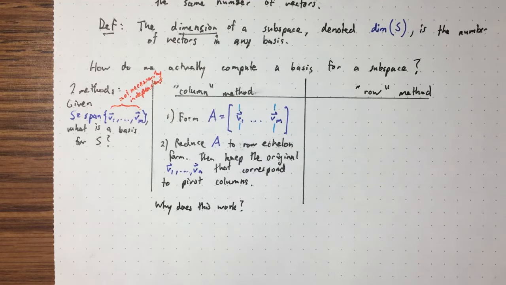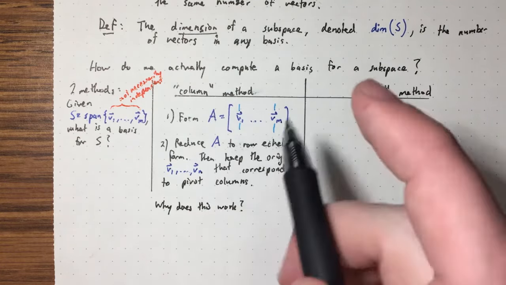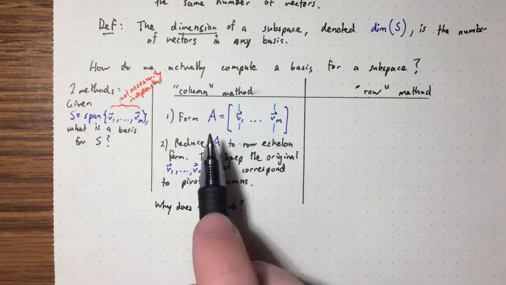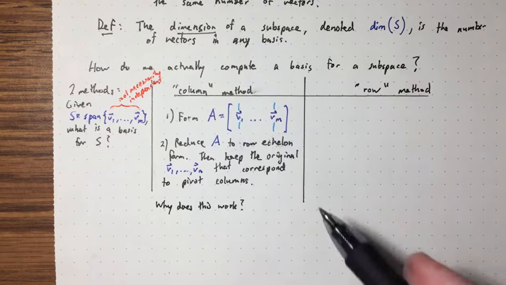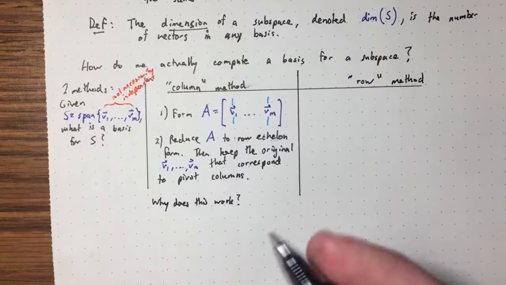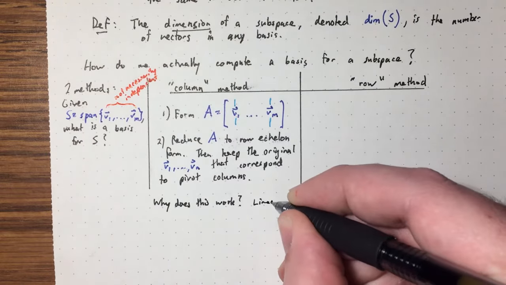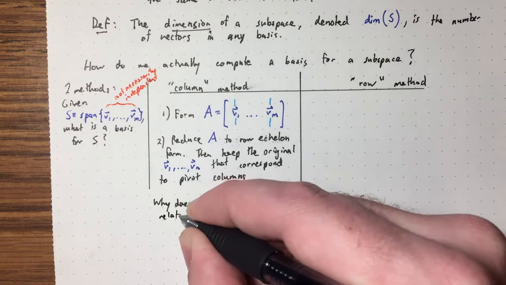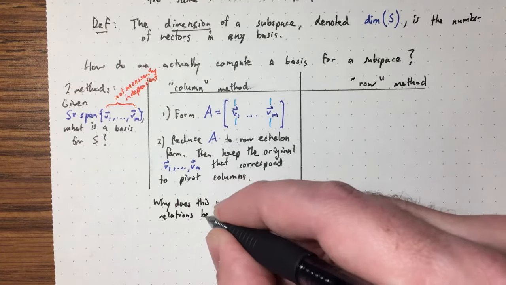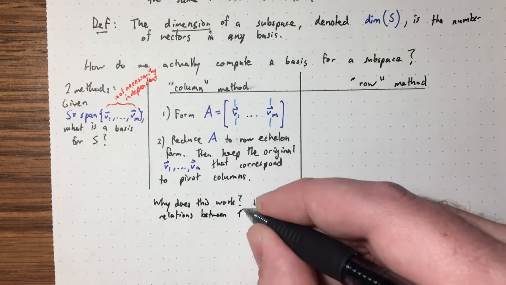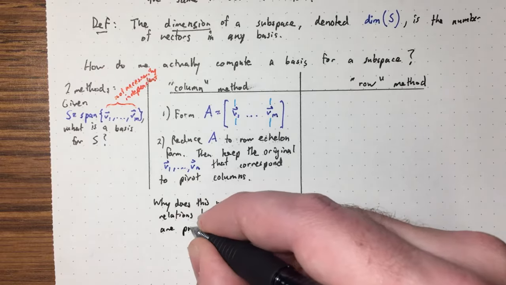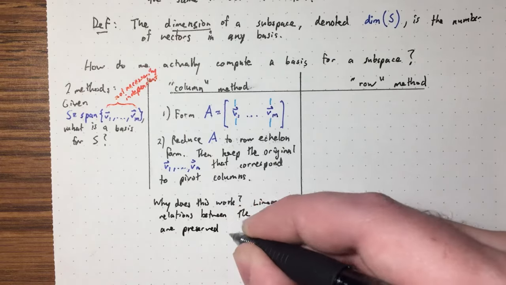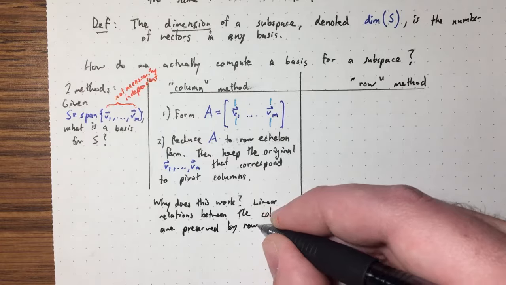And any kind of relation, for example, 2v1 plus v2 equals 4v3, that will stay, right? Even as we do row operations, we'll still have 2 times the first column plus 1 times the second column equal 4 times the third column. So relations like that will persist. Let me just write that in a few words. Linear relations between the columns are preserved by the elementary row operations.